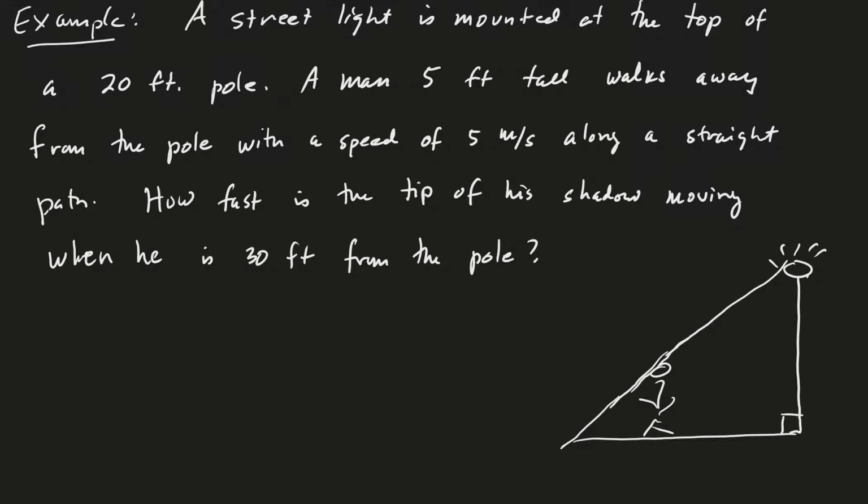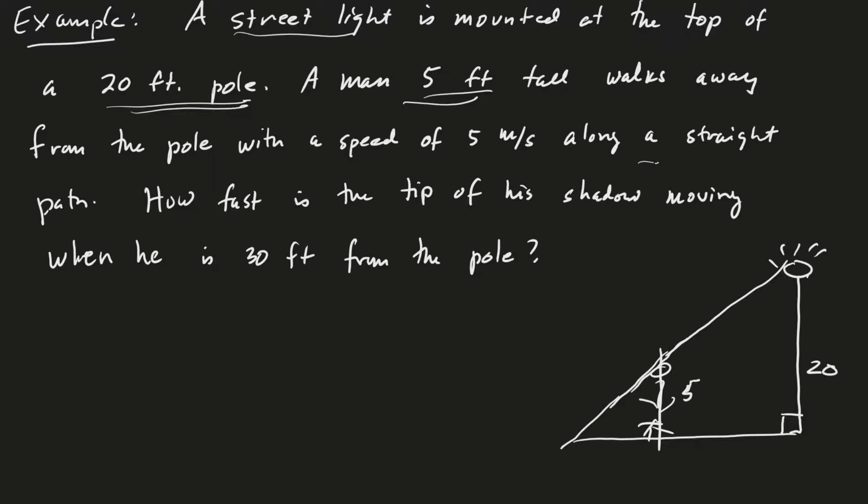Okay, and so what you're supposed to see here is that we have some right triangles going on here, right? Good. All right, so now once we have this picture, we want to think about what should we label as constant and what should we label as our variables. So let's go ahead and look for our constants first. The street light's mounted at the top of a 20-foot pole. That number is never going to change, right? So let's go ahead and write our 20 there. The height of the person is 5 feet. That's not going to change, presumably. Okay. Walks away from the pole with a speed of 5 meters per second.